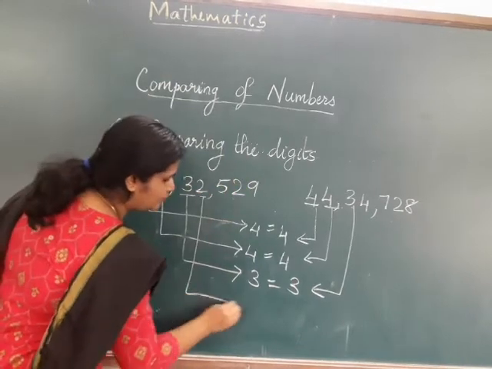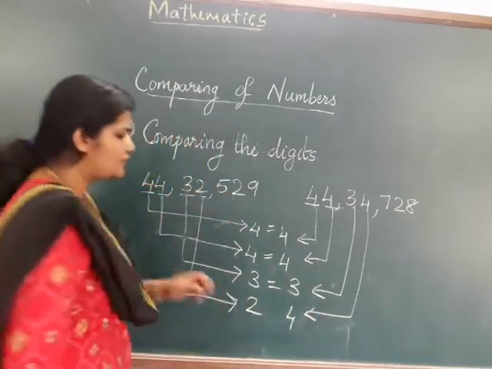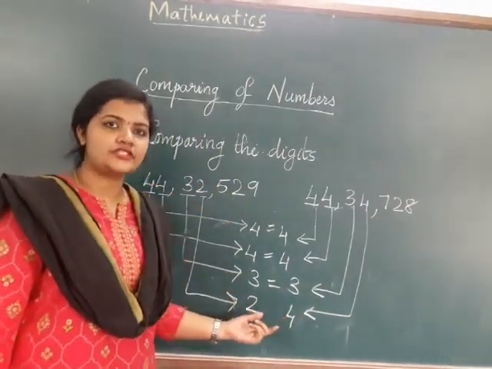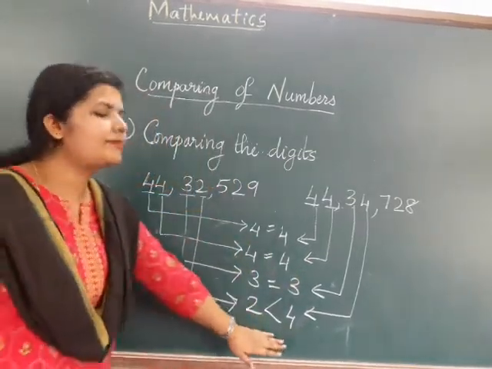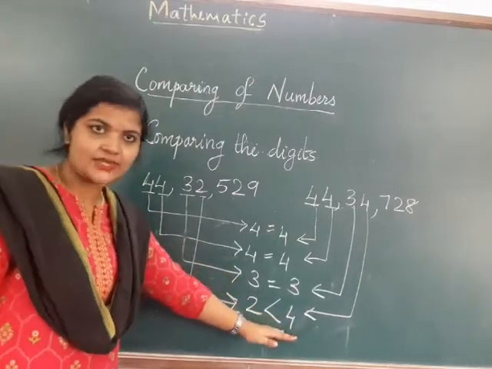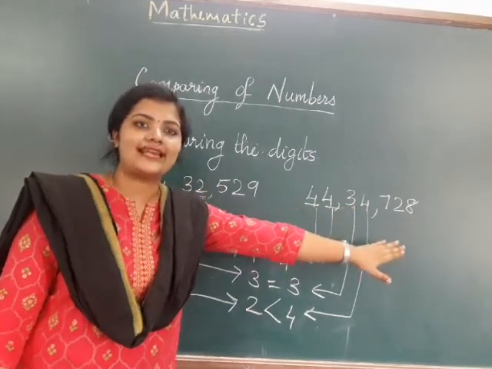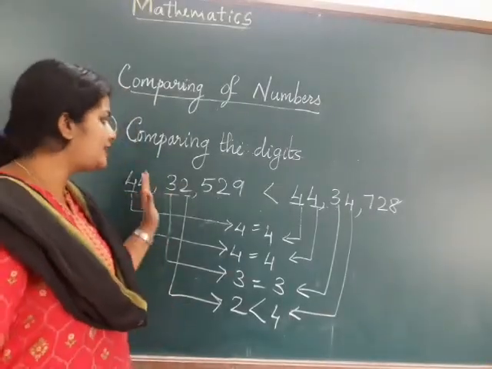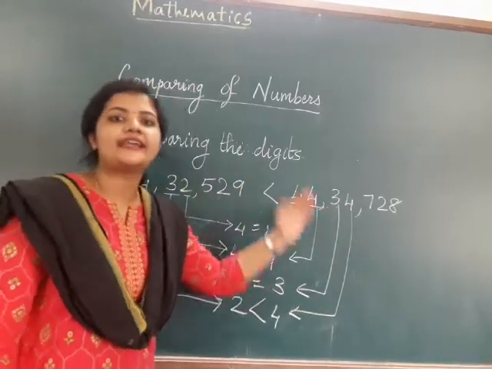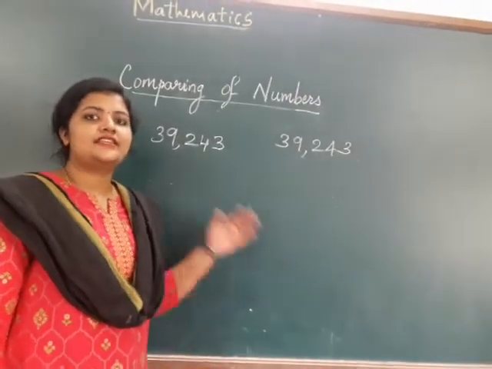Next we have 2 and here we have 4. So here we have different digits, which is greater? Comparing 2 and 4, 4 is greater, right? So which number will be greater? From this you can see that 44,34,728 is greater than 44,32,529. So like this we can compare each digit of the given numbers and find the largest and smallest number from the question.